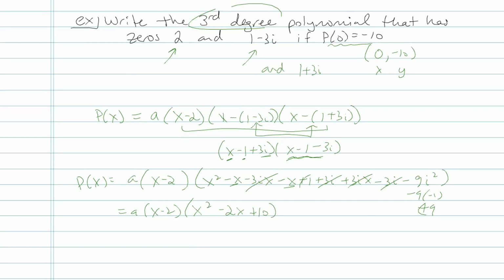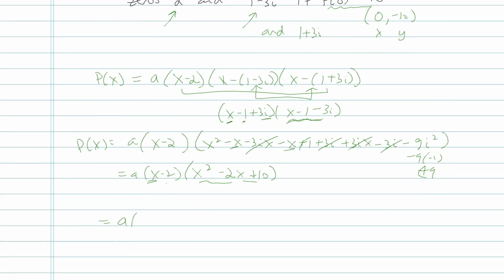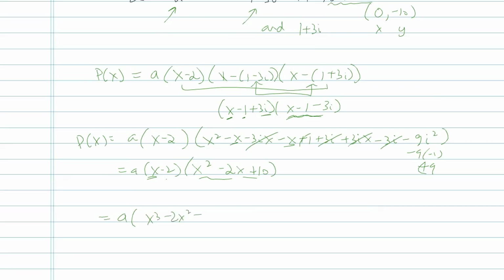Okay, continuing with my expansion, I'm going to do x times the trinomial, and then I'll do negative 2 times that trinomial. So I'll have x to the third minus 2x squared plus 10x. Now here comes the negative 2: minus 2x squared plus 4x minus 20, and then I'll simplify that by combining like terms. Minus 4x squared, plus 14x, and then minus 20 at the end.